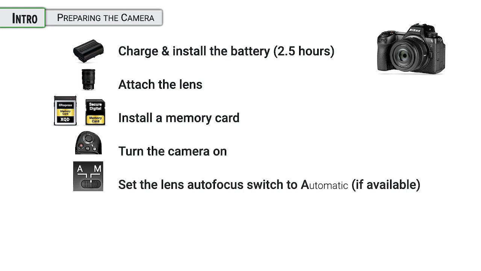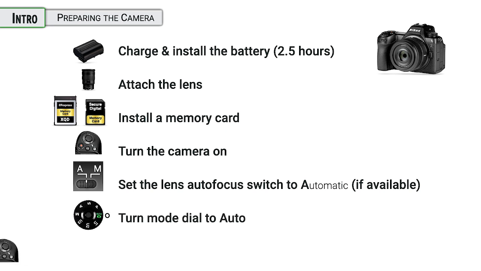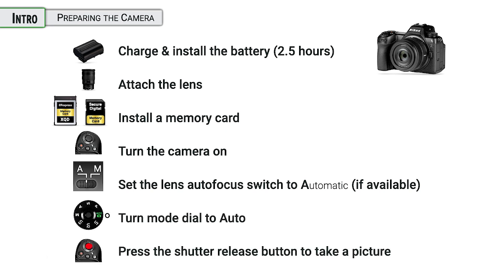We'll turn the camera on. Make sure your lens is set to autofocus. Now this may be done on the lens itself, or you may need to do it in the camera. It depends on what type of lens you have on the camera. We're going to set the camera to the program, the full auto mode, and then we're going to go ahead and press down on the shutter release.